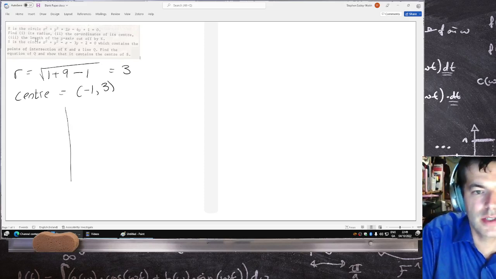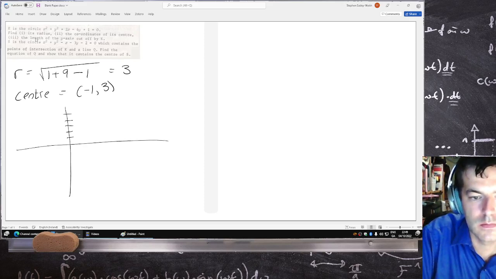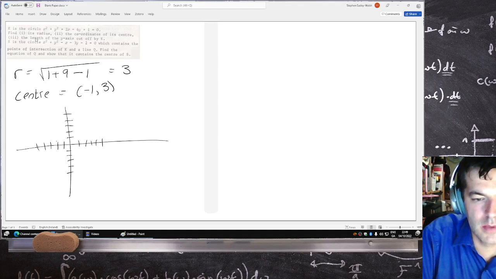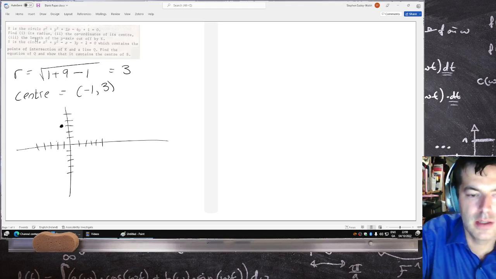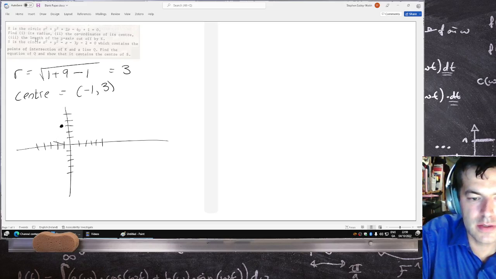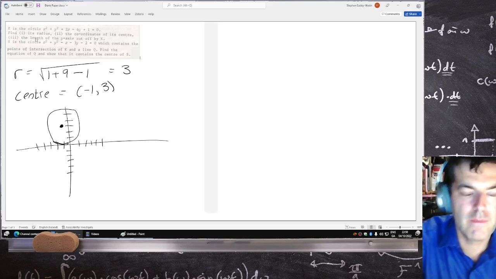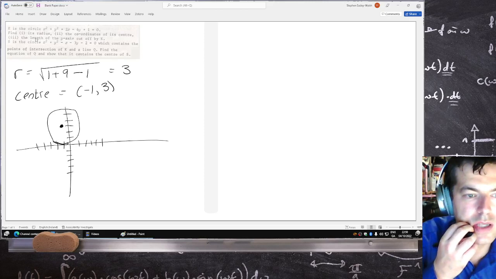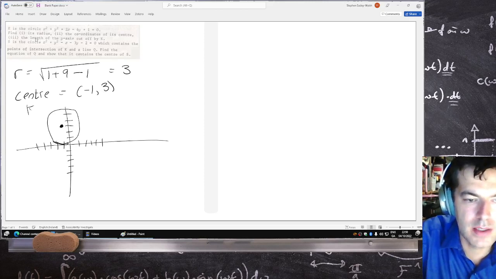So if I was to sketch that, minus 1 and 3 will be here, and oh, that's interesting. So it's going to touch as a tangent on the x-axis. So they want to find the length of the y-axis cut off by this circle K. So that distance there is 3. That distance there is 3.